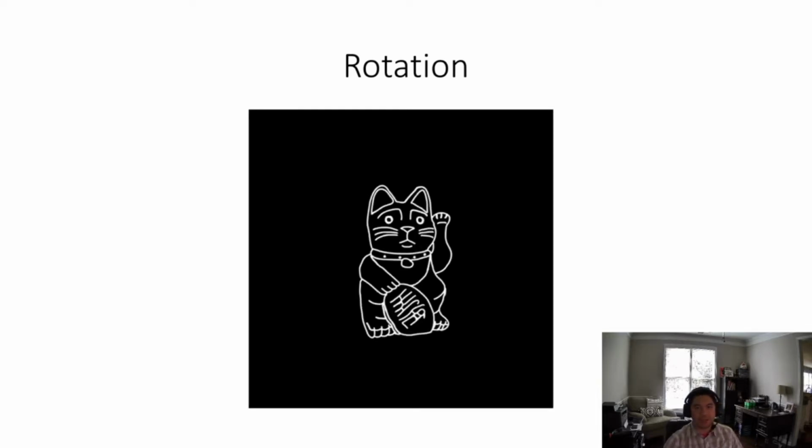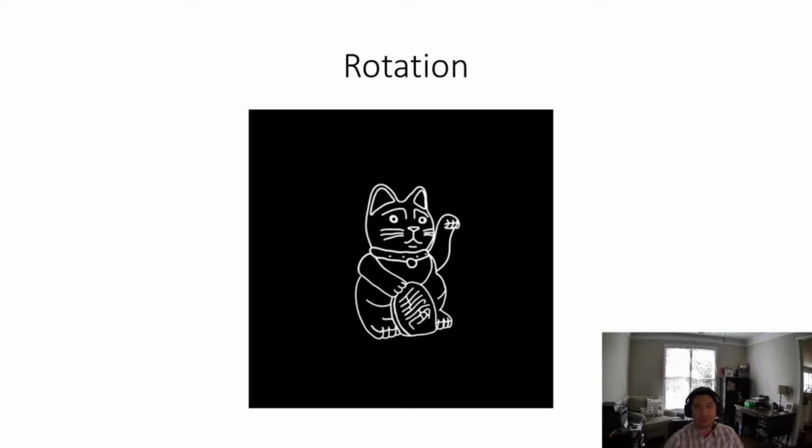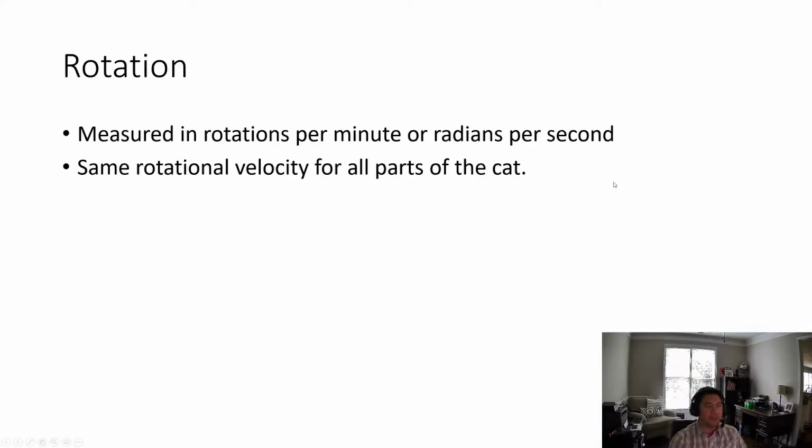Other examples of rotation include the Earth rotating on its axis or a basketball spinning on a player's finger. Again, those notes about rotation: rotation is occurring at the same speed everywhere on the cat at the same time. On the Earth, it's not as though people on the equator rotate faster than the people at the poles. Everyone rotates together because we're all on the same planet that's all spinning at the same speed.